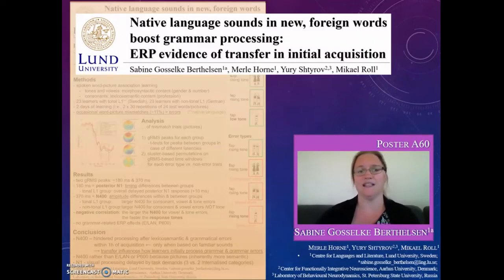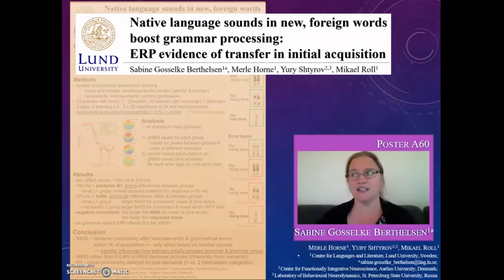The title is Native Language Sounds and New Foreign Words Boost Grammar Processing, ERP Evidence of Transfer and Initial Acquisition. It's a collaboration between myself, Merle and Mikael from Lund University in Sweden, as well as Yury from Aarhus University in Denmark and St. Petersburg State University in Russia.